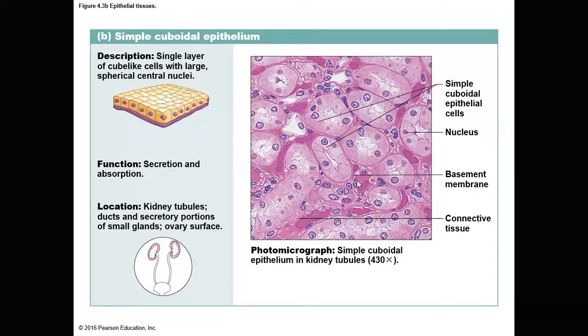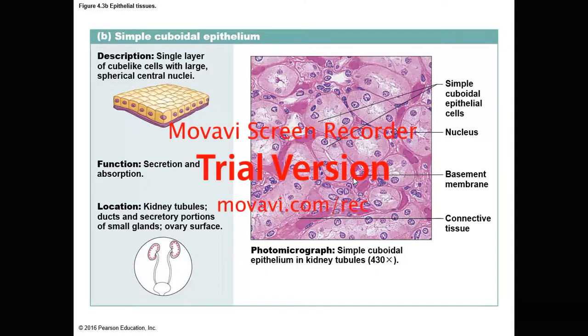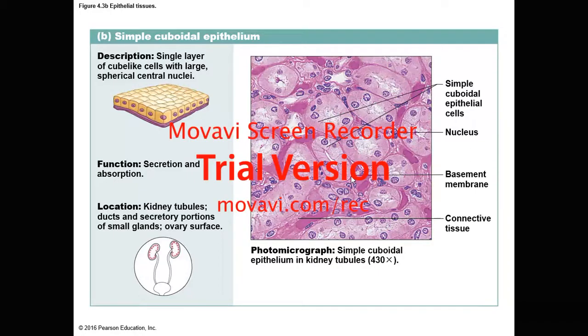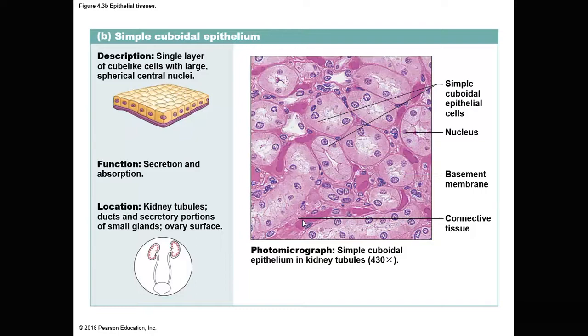And then you see right here is the basement membrane. So again, when you have photographs like this, it gets hard to distinguish the basement membrane from the connective tissue. But always remember, the basement membrane is going to be right closest to the basal surface of the cell. As soon as you can locate the basal surface of the cell, that's where the basement membrane is. And always below the basement membrane, you're going to have the connective tissue.